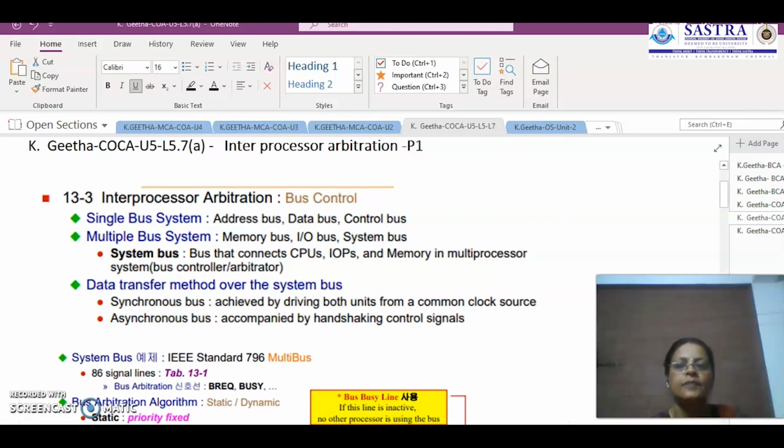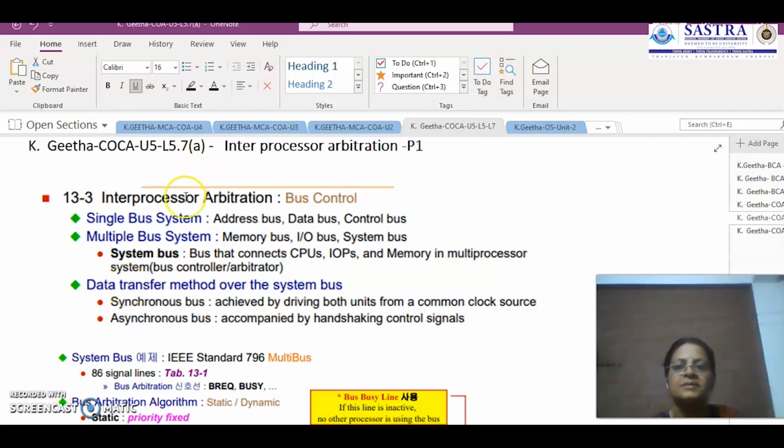Hello everyone, welcome to this session to discuss interprocessor arbitration. In the previous session we discussed the various interconnection structures, and we discussed that all these common structures are to be shared by multiple processors, and whenever sharing happens, there will always be a conflict over who is going to use the common media. How this arbitration is going to happen is what will be discussed in this session.